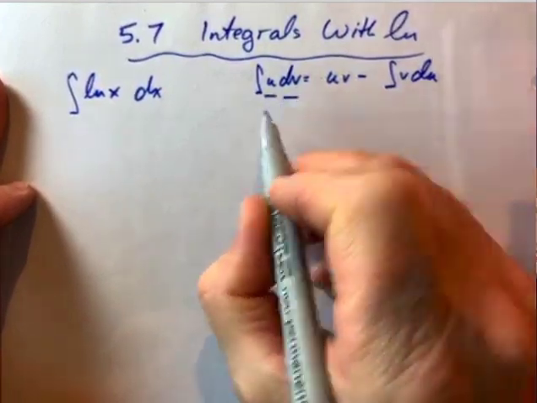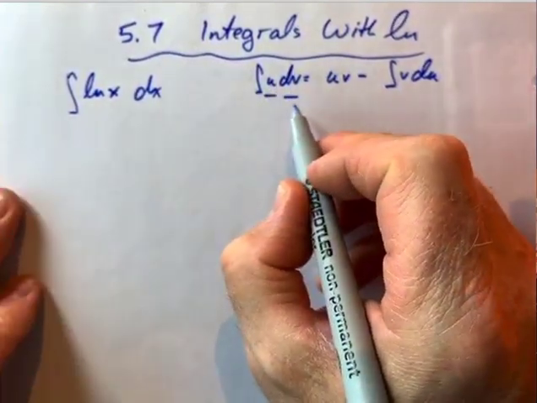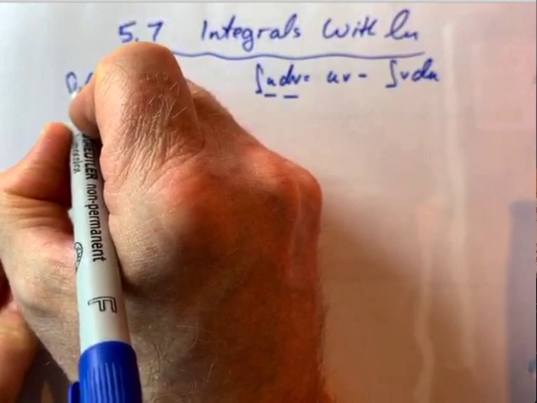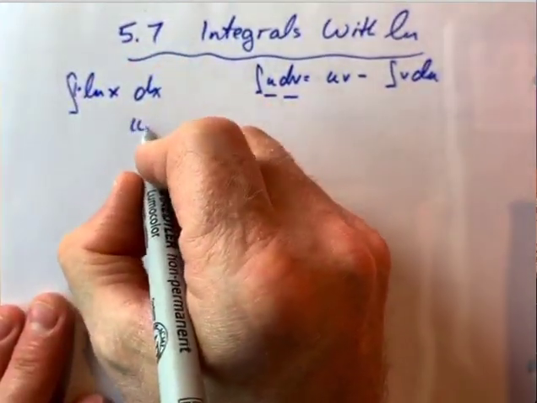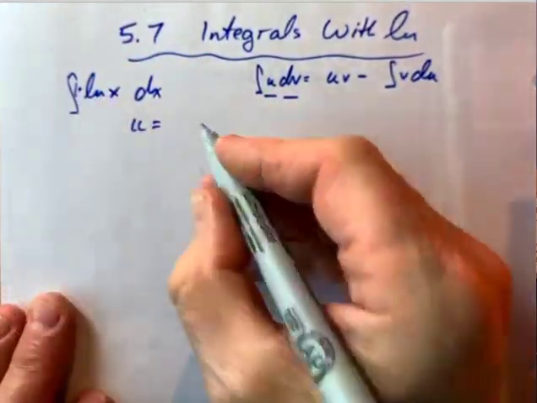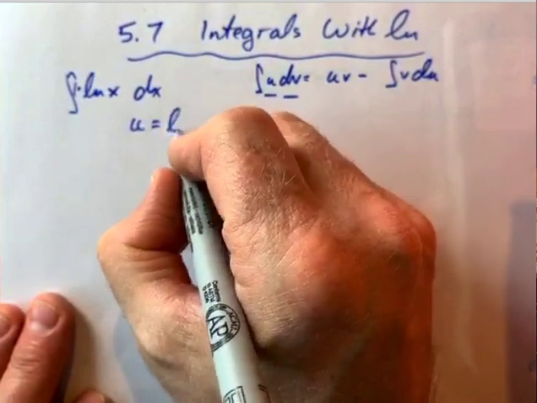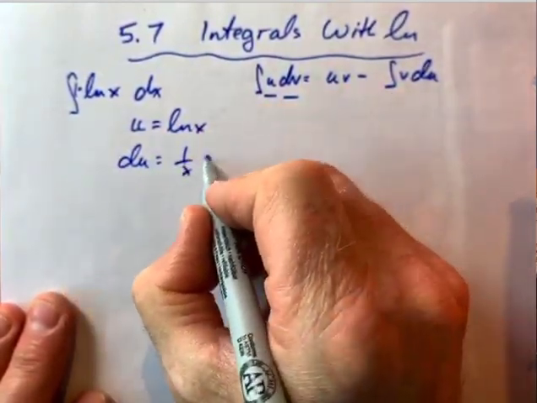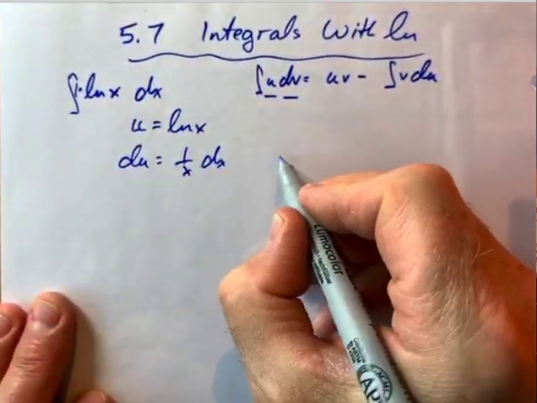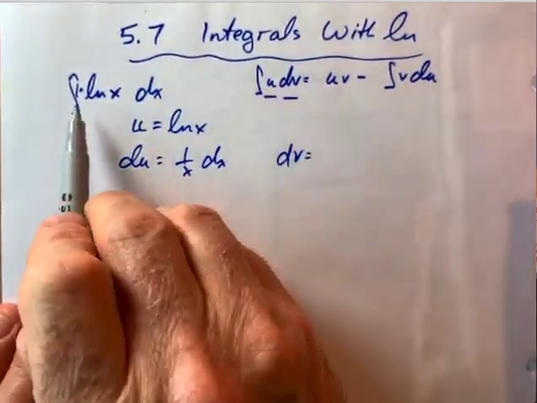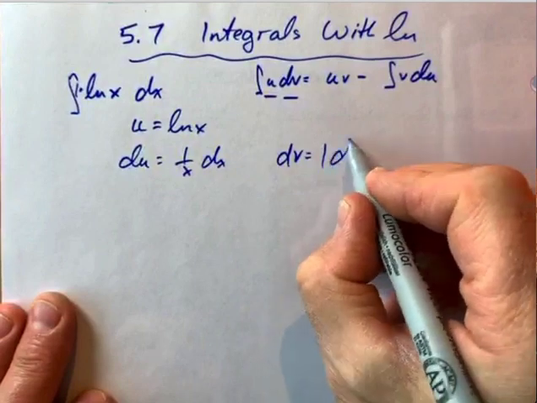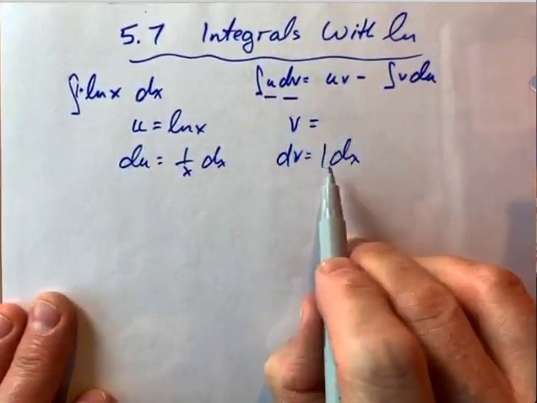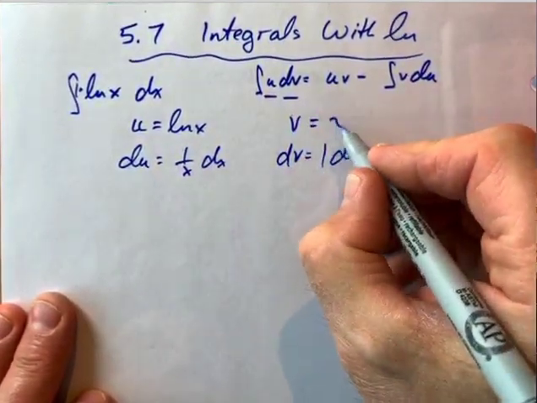One's a u, one's a dv. One I'm going to take the derivative of, one I'm going to take the antiderivative of. There are two functions here. It's really 1 times ln x. I know the derivative of ln x, so if I say u is ln x, that means du is 1 over x dx. Which means the other one, the dv, is really 1 dx, which means v, the antiderivative of 1, is just 1x.